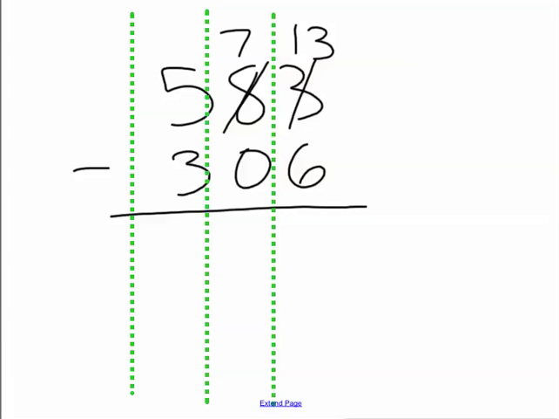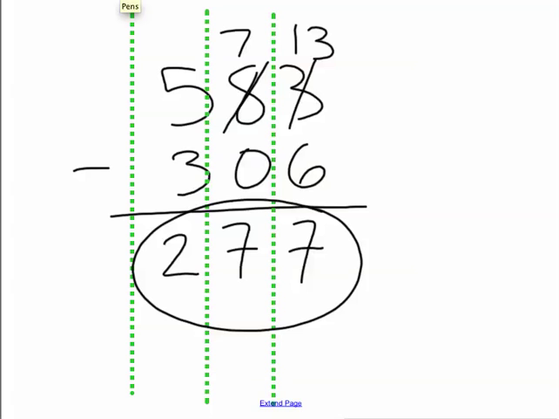So let's take a look. 13 ones minus 6 ones, that's 7 ones. 7 tens minus 0 tens is 7 tens. And 5 hundreds minus 3 hundreds is 2 hundreds. Our solution is 277.